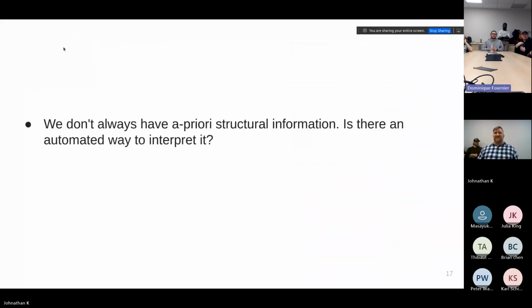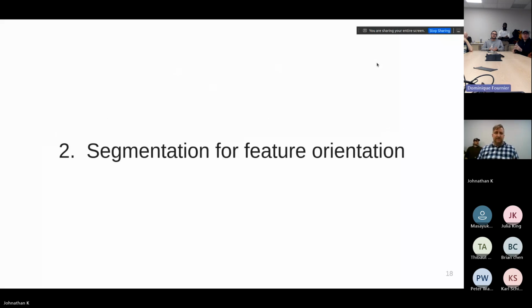But we don't always have that information. So how do we use what we have to interpret the structural information that it's trying to tell us? And that leads into segmentation for feature orientation. So we're going to start borrowing segmentation techniques from computer science or computer vision.